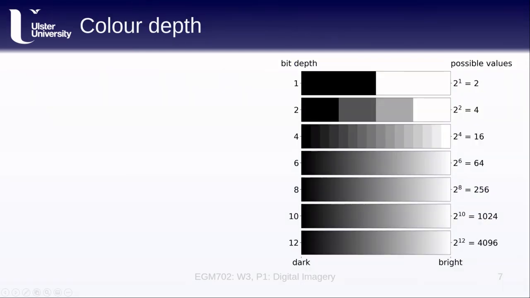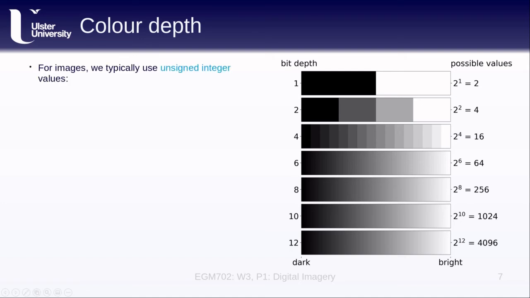We've talked a bit about the radiometric resolution of sensors, that is, how many possible values the sensor has to represent a range of brightnesses. This was something that you covered back in EGM702. This also translates into how values are stored in digital images.